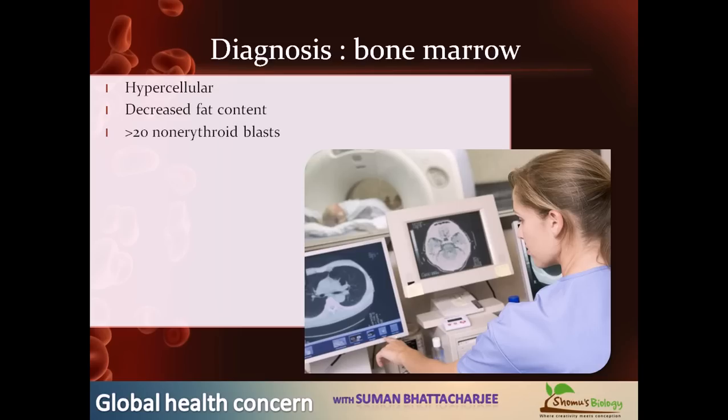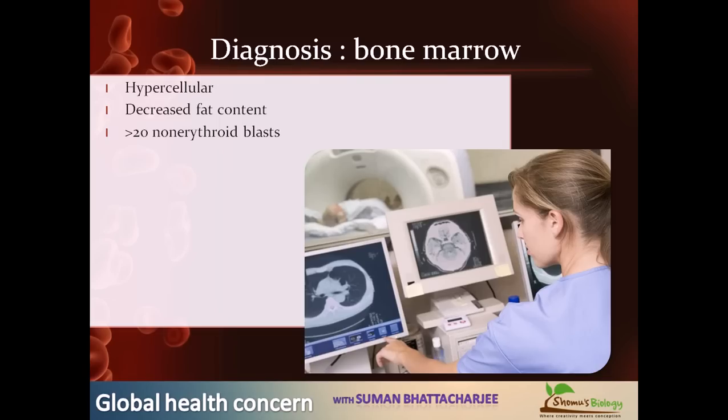And greater than 20 non-erythroid blast cells are found. Now non-erythroid blast cells means it is not a very good indication, because generally erythroid blast cells will give rise to erythropoietic cells. So erythroid cells means the cells of red blood cells, right? So generally red blood cell production is more required in our blood. For that reason, the blast cells present in bone marrow are more for the erythropoietic type.